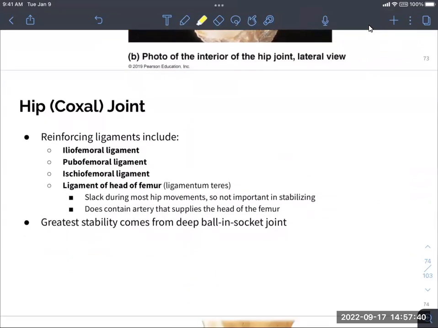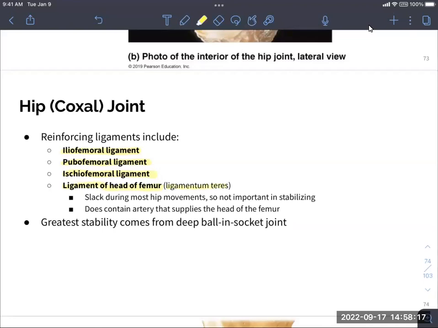So just like the shoulder, we have several ligaments that help to reinforce that joint. And again, the names tell us the 2 bones that they articulate with. We have iliofemoral ligament, so the ilium to the femur, pubofemoral ligament, the pubic bone to the femur, ischiofemoral ligament, ischium to the femur, and then again, as I pointed out in those pictures, the ligament of the head of the femur, or it's called ligamentum teres.